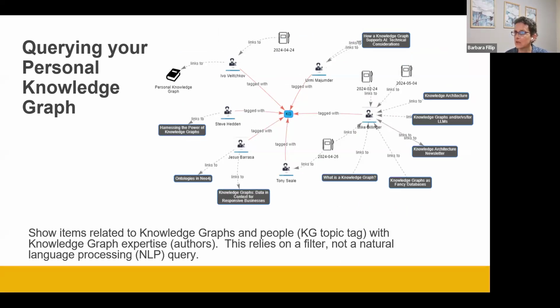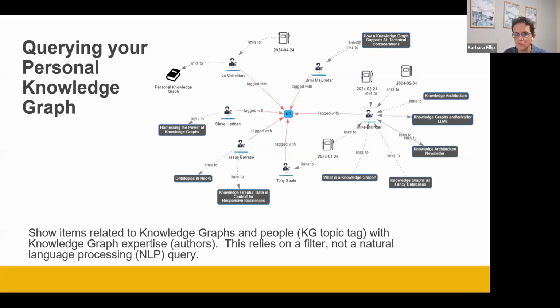So here, in this case, I queried knowledge graph and authors, meaning the topic of knowledge graph, and authors which I've tagged with knowledge graph expertise. So if I combine a couple of things, it pulls out all of these, which is much more readable. This one is much more readable because I was much more specific in the types of filters that I used.